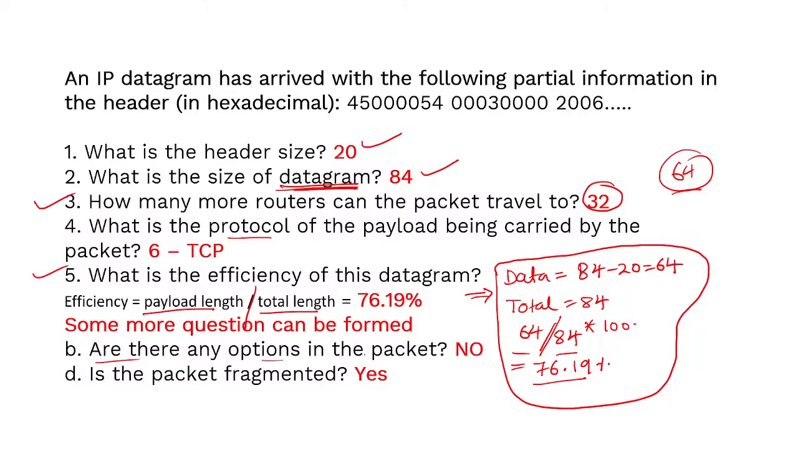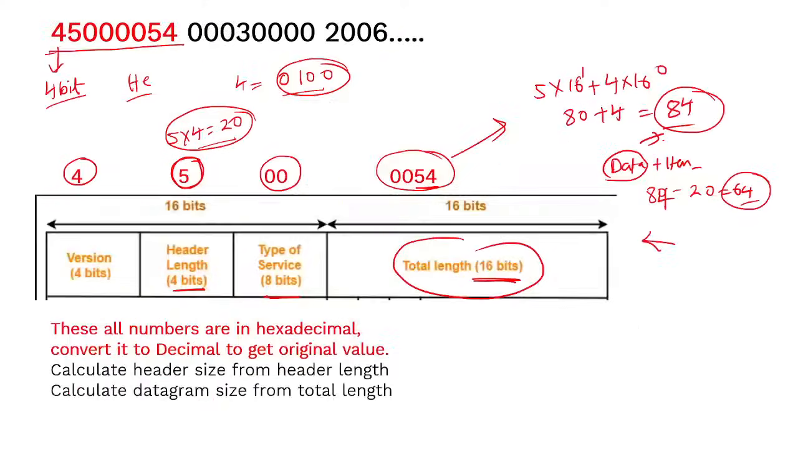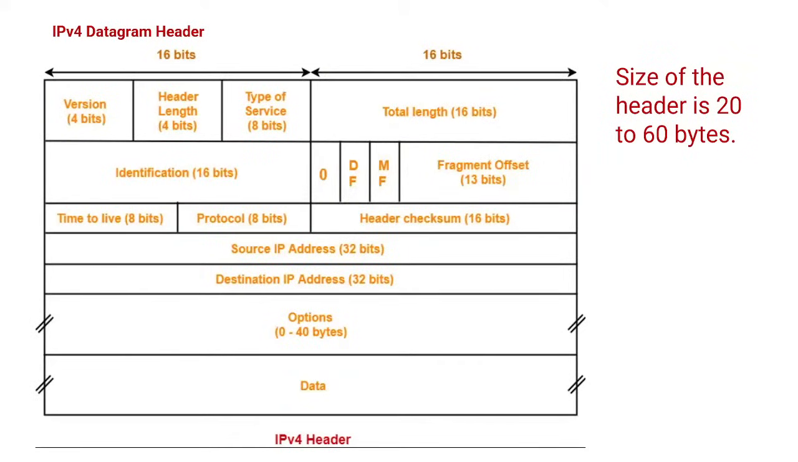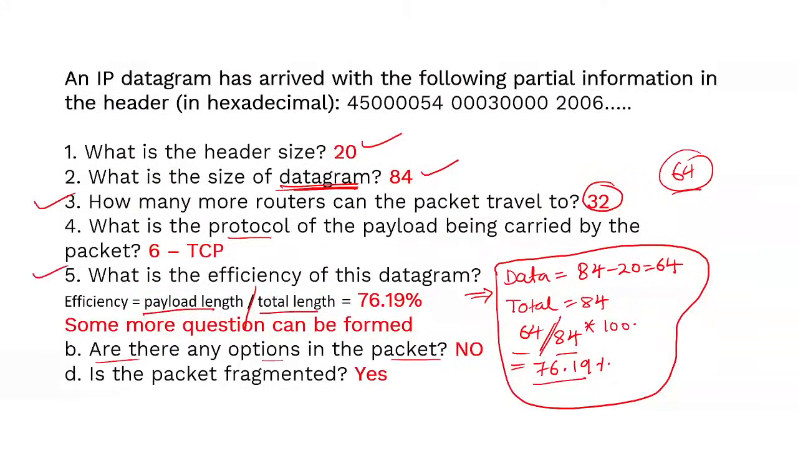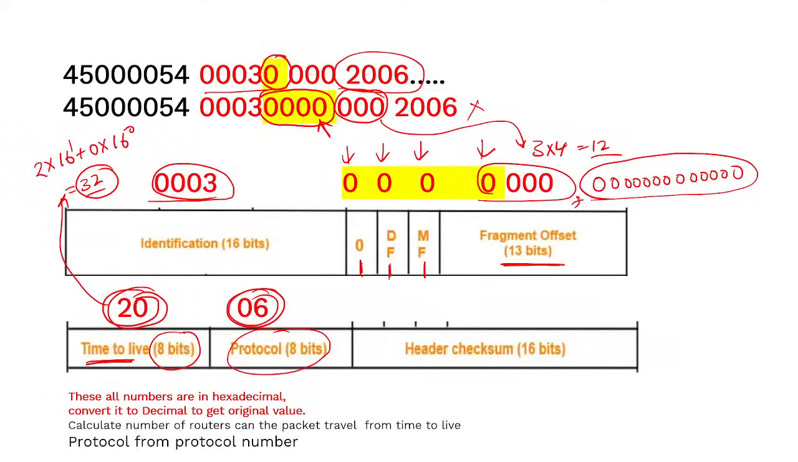Are there any options in the packet? See that there is no option. The optional part is 0 here, because from 0 to 40, there was nothing. No option. And is there any fragment? You can see here, you can do the fragmentation. Fragmentation is 0. Is there more fragment? No, that is 0. So in this way only, you have to split the number and you can get the answer.